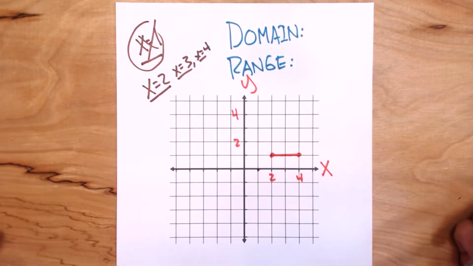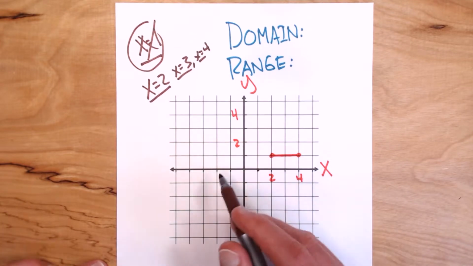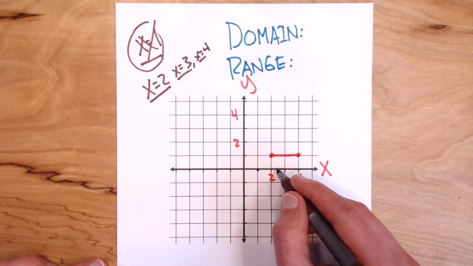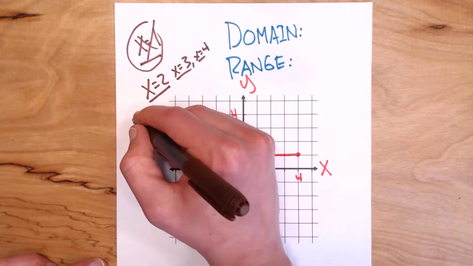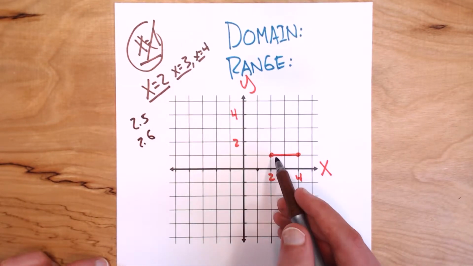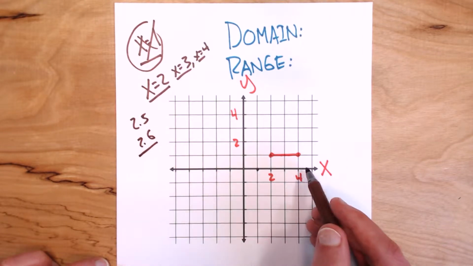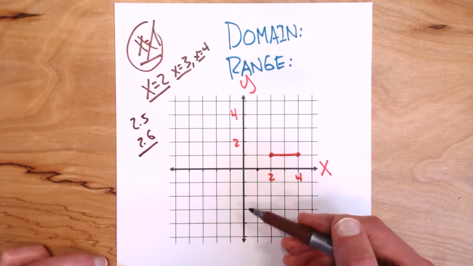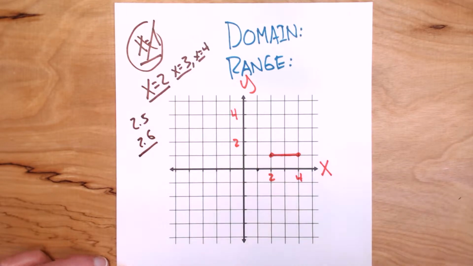But is that our whole domain? If we keep thinking, we see, well, what about x equals 2.5? That's part of our domain. And then what about 2.6? That's part of our domain. If we keep going, we'll see there's actually an infinite number of points in our domain. And that's okay. It just means we have to write our answer as an inequality.